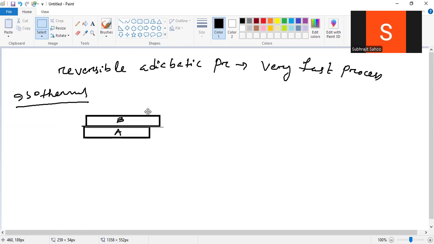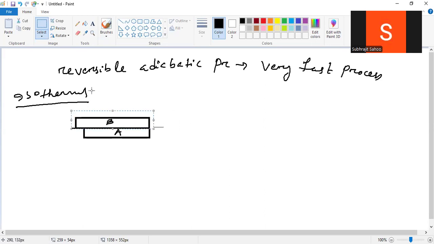So instead of moving this body very fast, I will move it very slowly, an infinitesimally slow movement. Then what will happen? Between the contact surfaces, no heat will be generated and the temperature will not change. Whereas if it is very fast, heat is generated immediately and the temperature changes. Only then can I say the process is an isothermal process.